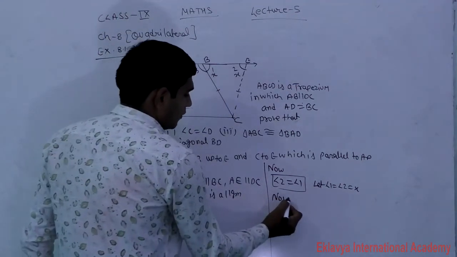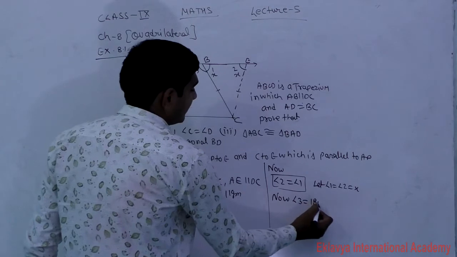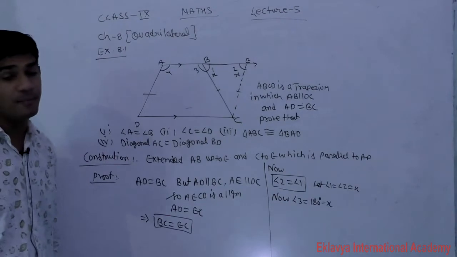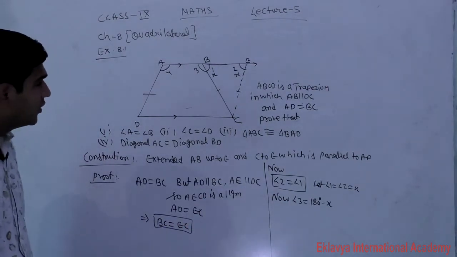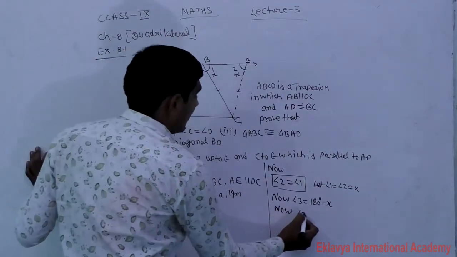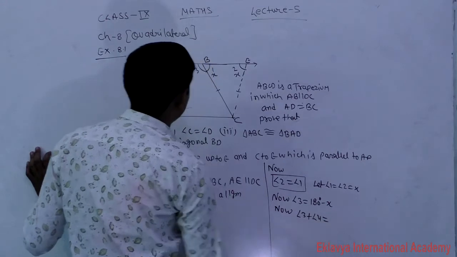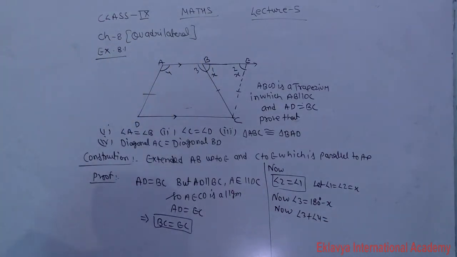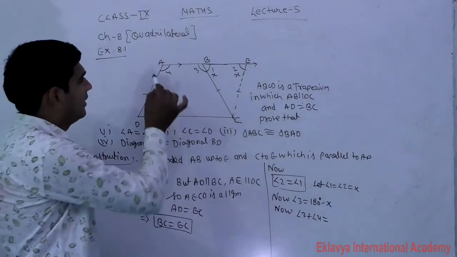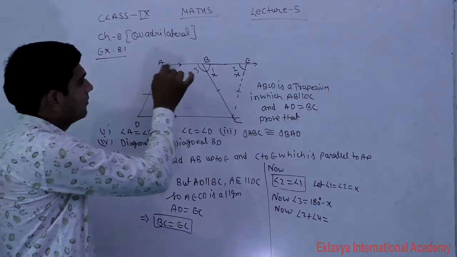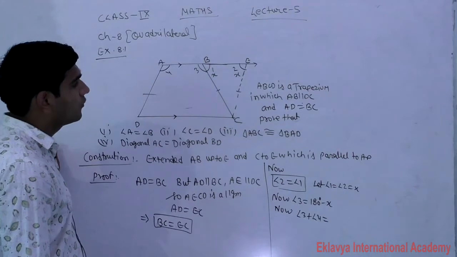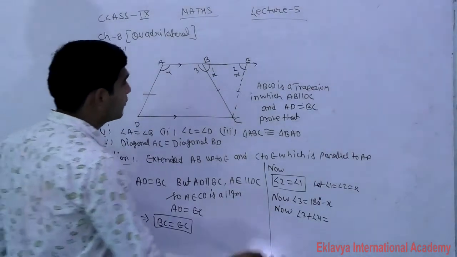Now what is the value of angle 3? Angle 3 is 180 minus x, because they are forming a linear pair. Linear pair form हो रहा है, so that angle value will come 180 minus x. Now angle 3 plus angle 4, what is the value of angle 3 plus angle 4? Angle 3 plus angle 4 क्या बनेगा आपका? 180. These are parallel lines and a transversal. But ये possible नहीं है. Then how will we prove that one, students?